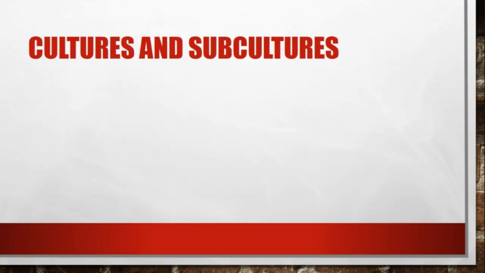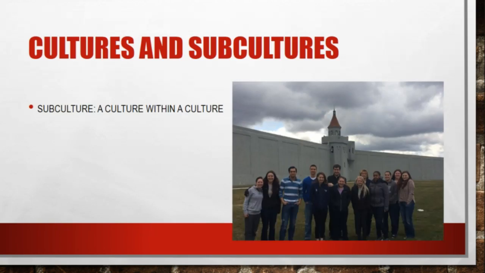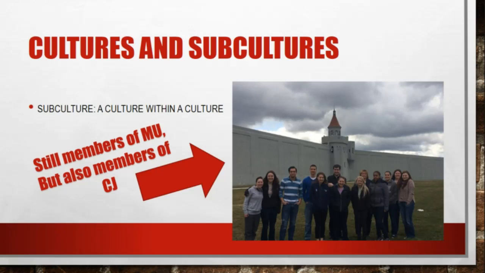Also, within cultures, we have smaller cultures, which we refer to as subcultures. Again, a very good example of this: at Mercyhurst, we have a smaller culture of criminal justice students. They are still members of the culture of Mercyhurst, but they're also members of the subculture of criminal justice. So this means that every other major also has their own subculture. And subcultures are often at conflict with one another.